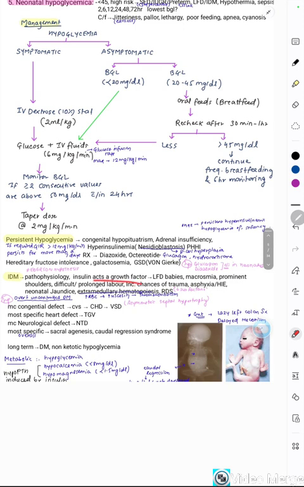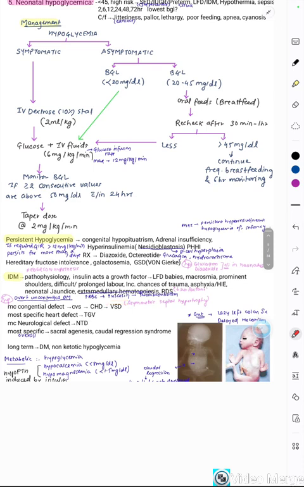The insulin acts as a growth factor in this, and there will be macrosomia, prominent shoulders, difficult or prolonged labor, high chances of perinatal asphyxia, trauma, neonatal jaundice, and extramedullary hematopoiesis. When there is extramedullary hematopoiesis, the viscosity of the blood increases, increasing the chances of thromboembolism.